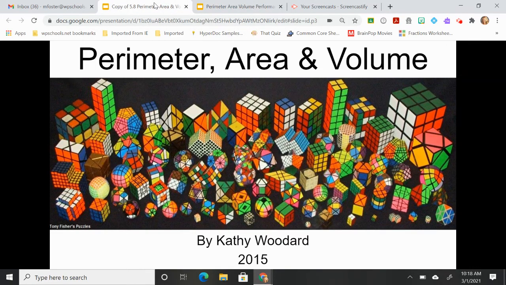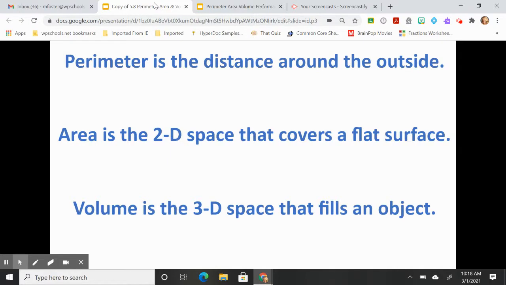All right, so perimeter, area, and volume is going to be our next unit. You are probably already familiar with perimeter, area, and volume, so we're getting into an extension of these topics. Okay, so perimeter is the distance around the outside of an object.